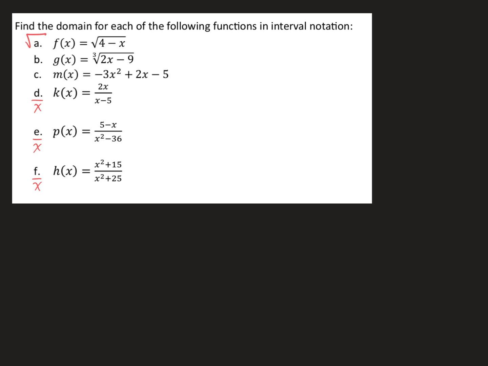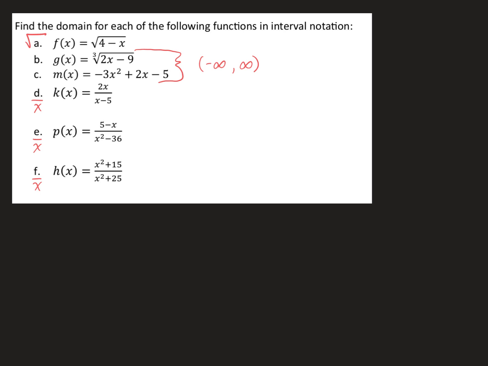So part B is a cube root, and part C is what we call a polynomial or a quadratic. And both of these, right off the bat, since there are no x's in a square root or in a denominator, these both have all real numbers for the domain.